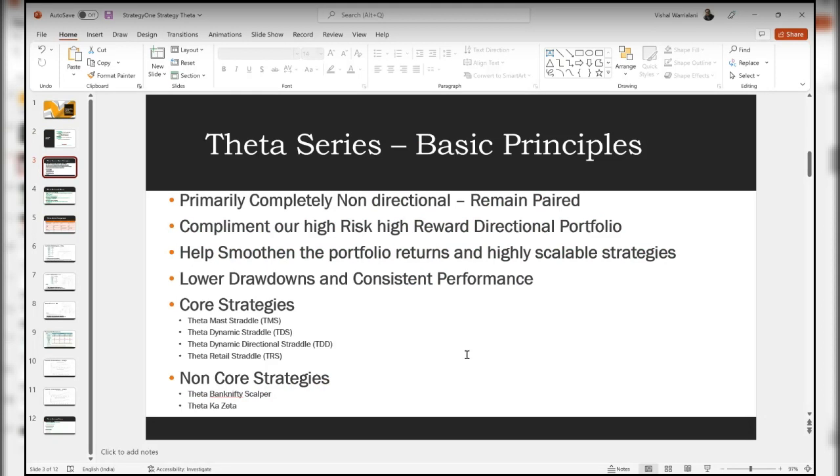That's what theta does. It is to complement our high risk, high reward directional portfolio. I think all of you know us for the directional portfolio, and many of you have subscribed to our directional strategies.